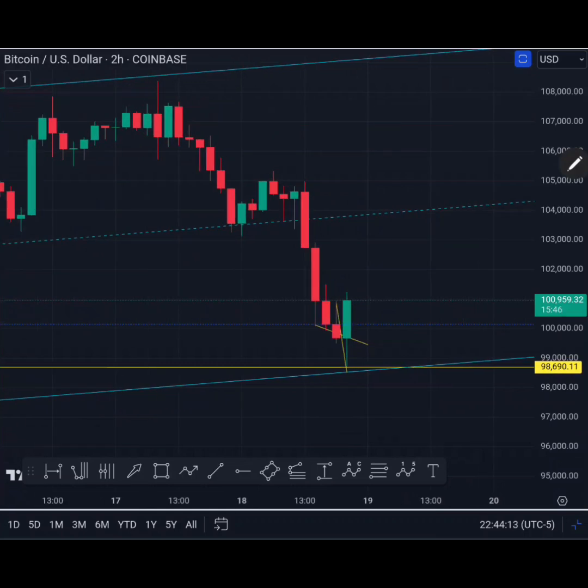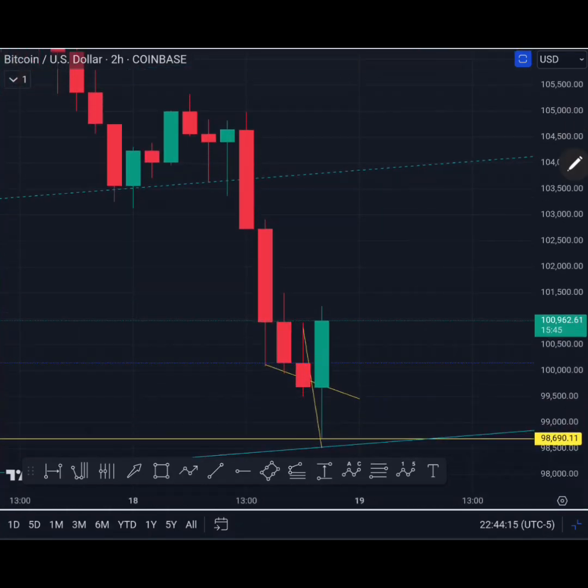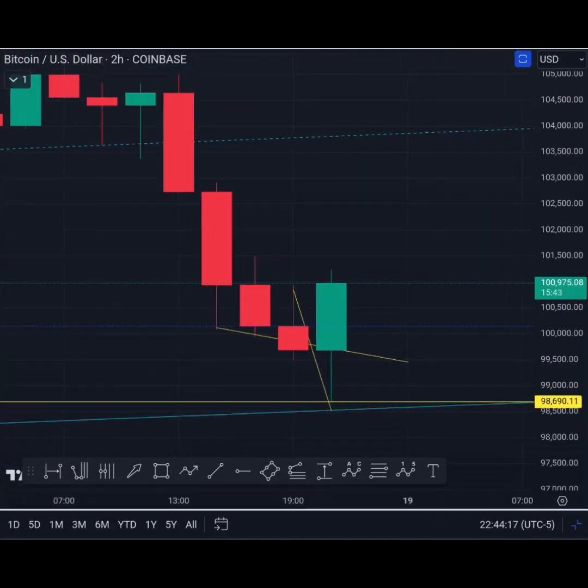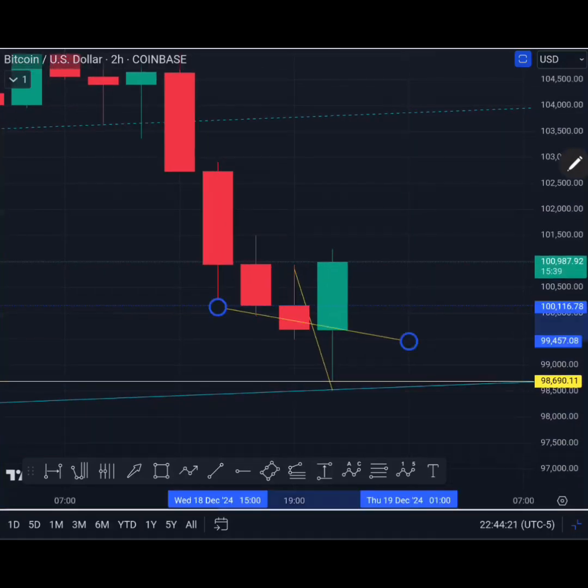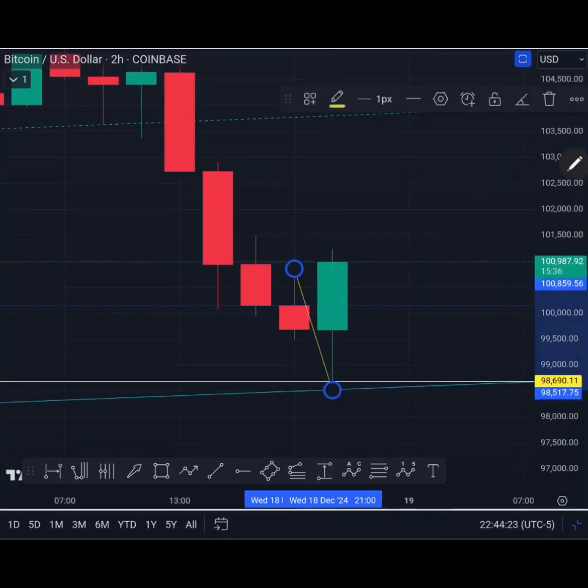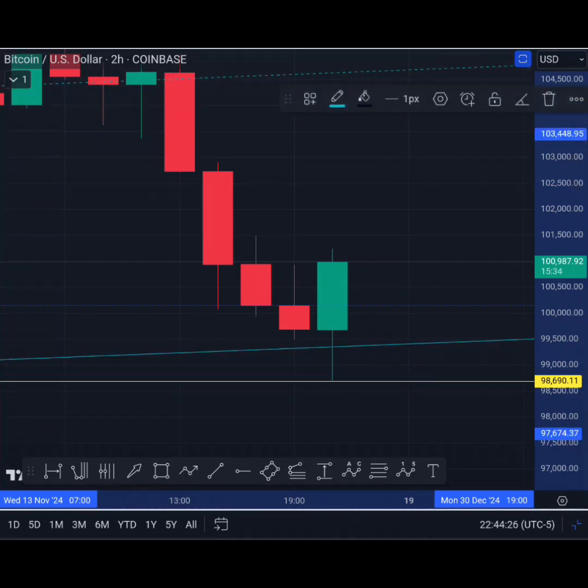All right, we have a 2-hour chart here. Zoom into local price action. We do have an engulfing candle. That's promising. Whoa, that channel back.